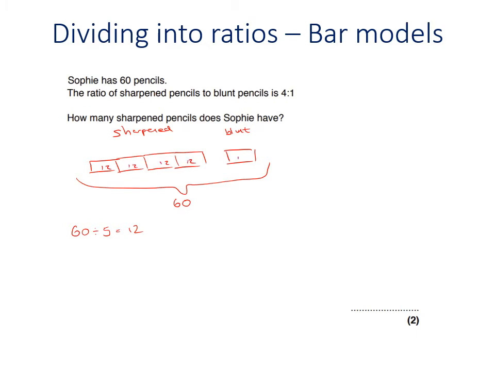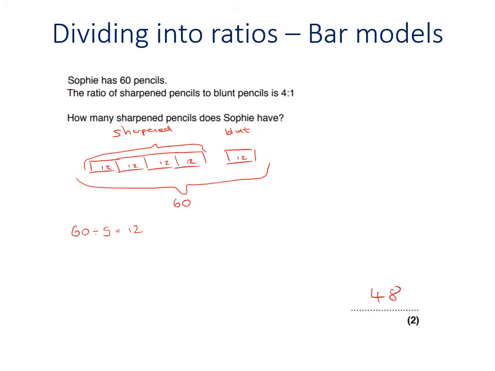Who knows why Sophie has so many pencils? That's one of the quirks of these maths problems. So she's got 12 in each box, and we want to know how many sharpened pencils Sophie has. So we need to add together all of the ones in the sharpened section. So that's 12, add 12, add 12, add 12, which is 48. She's got 48 sharpened pencils.